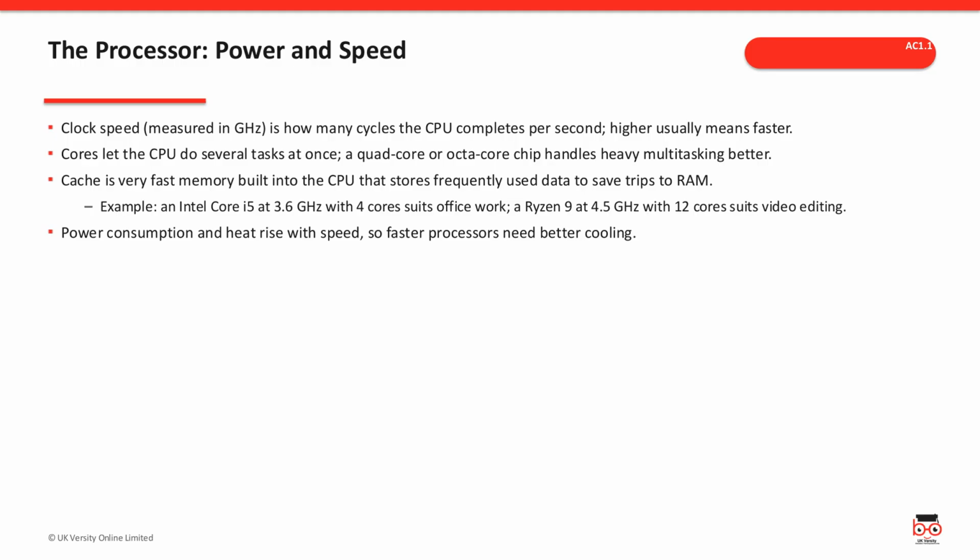For example, a Core i5 at 3.6 GHz suits everyday office work, while a Ryzen 9 at 4.5 GHz with 12 cores is built for something demanding like video editing. The catch is that more speed means more heat, so fast chips need serious cooling.